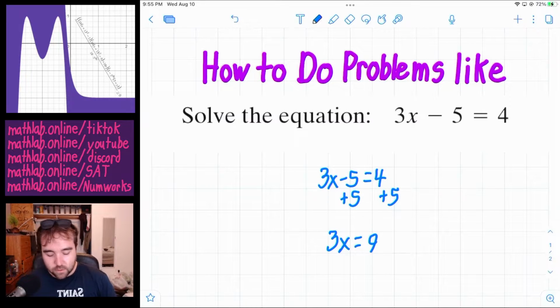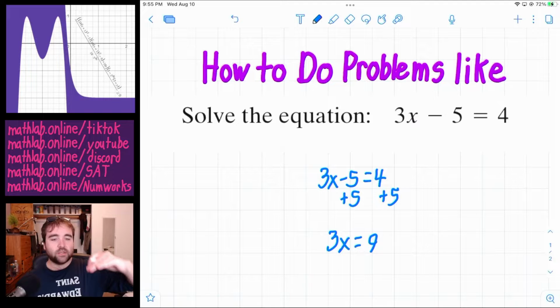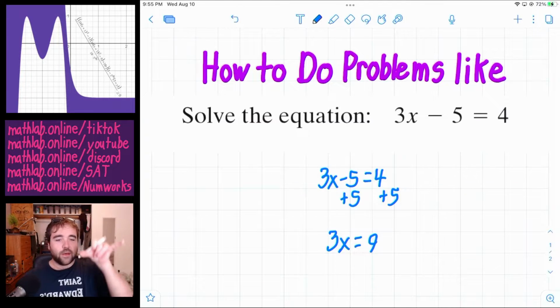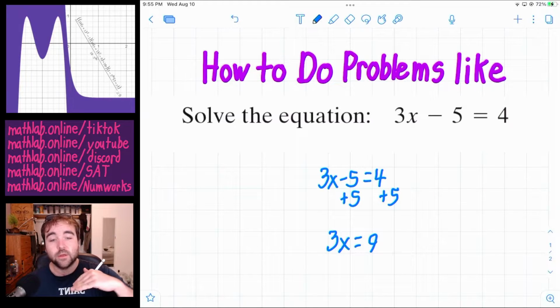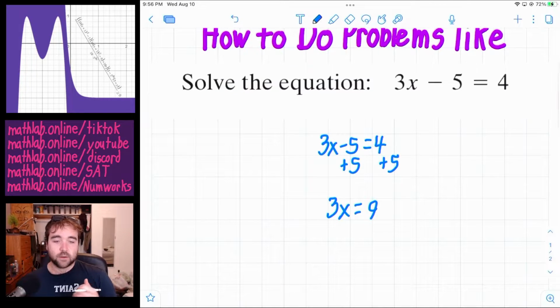equals 9. And so this shows another key thing about solving equations, is that each line that you write should be equivalent. So we wrote 3x minus 5 equals 4, and then we wrote 3x equals 9. And those two lines are equivalent. And so every line we write should be equivalent to each other. So when we show our work, we're always going to do that.